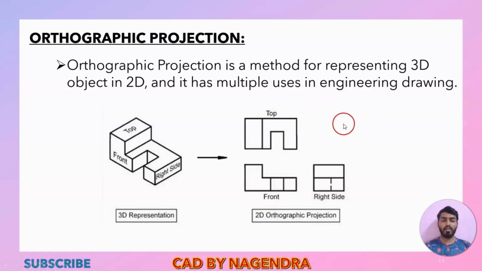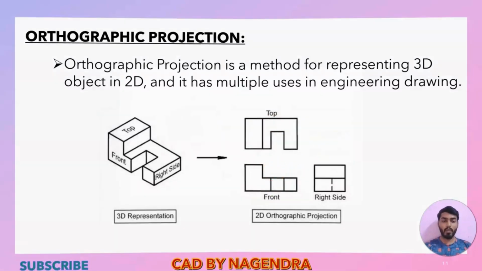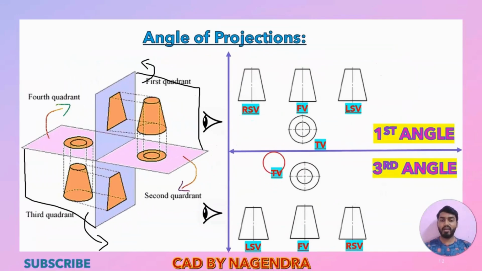So if you want to represent these views, wherever we want, we could keep all these views, like front view somewhere, right side view somewhere, top view somewhere, like that. But we should not do like that. So we need to represent them in a proper way. To represent them in a proper way, here we will have an introduction of angle of projections.